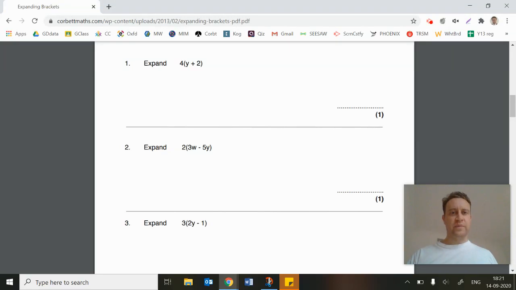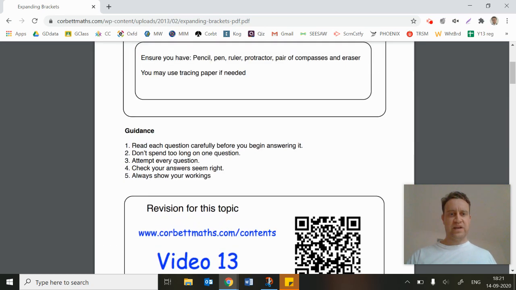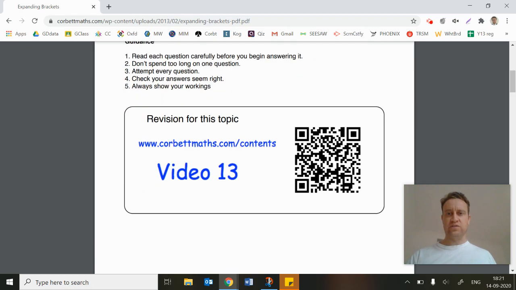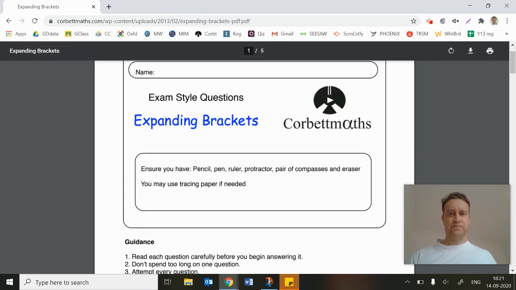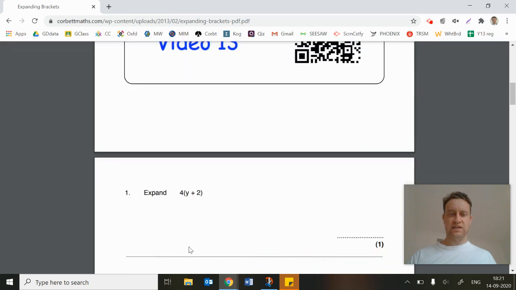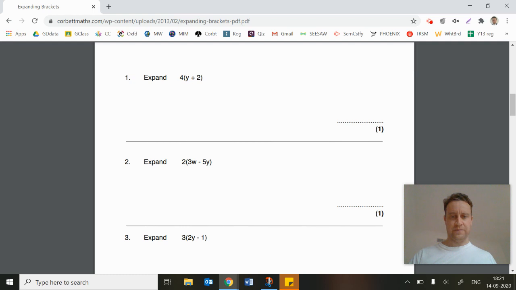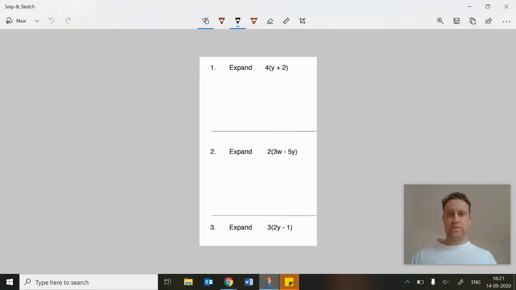Hi there, guys. We're going to do some expanding single brackets here. Here are some questions from Corbett Maths. There's a QR code for Corbett Maths as well. Expanding brackets. This is the set of exam style questions here. So I've just cropped a few of these ones.